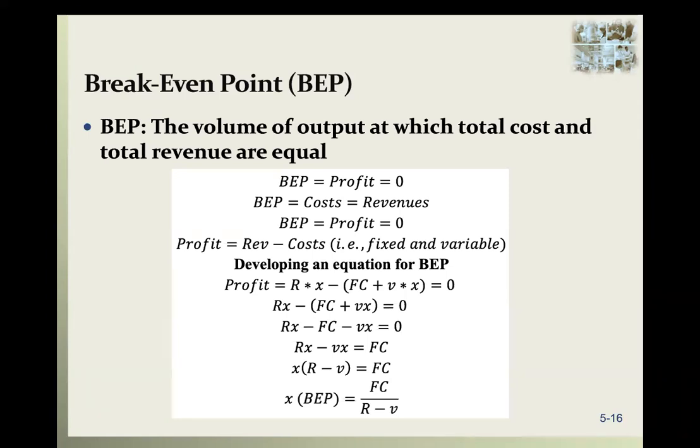So when your revenue is equal to your cost, it means you are not earning any profit. So your profit is zero, and that point is called the break-even point. So the number of units or the quantity at which revenue and your cost are equal is called the break-even point.